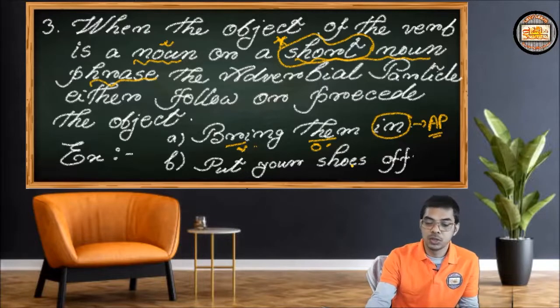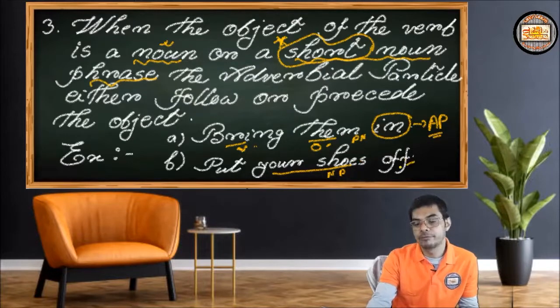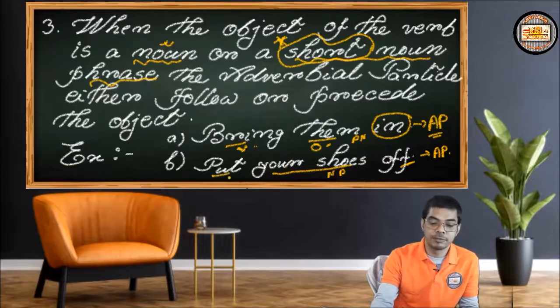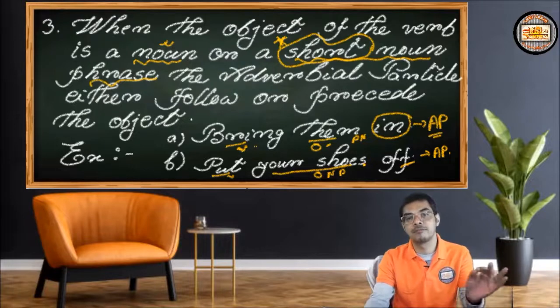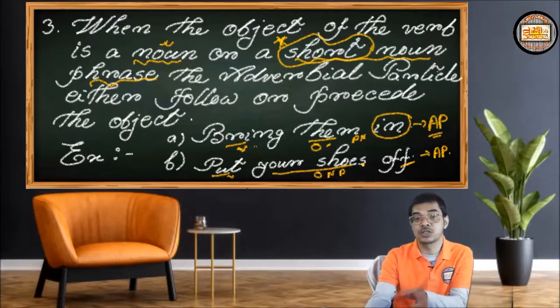Put your shoes off. Now "your shoes" is a noun phrase. The earlier one was only a pronoun, but here it's a noun phrase. "Off" is the adverbial particle, and "your shoes" is the object for the verb "put". Now you have two options: put off your shoes, which would also be meaningful, or put your shoes off.